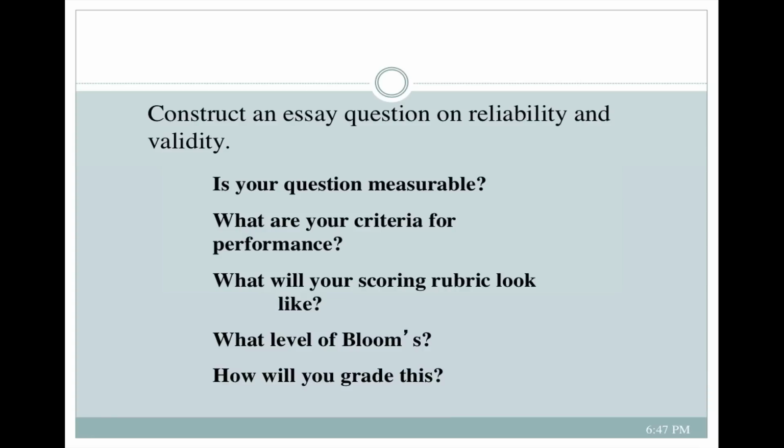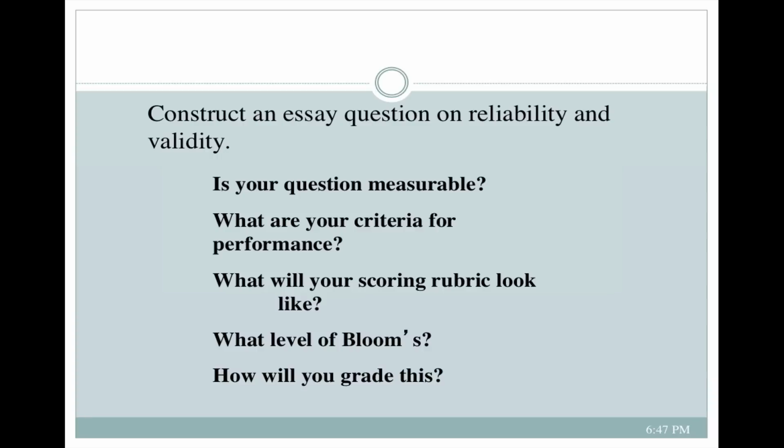First, is your question measurable? Second, what are your criteria for performance? Third, what will your scoring rubric look like? Fourth, what level of Bloom's is your question? Is it a knowledge level question or is it a higher order thinking level question?